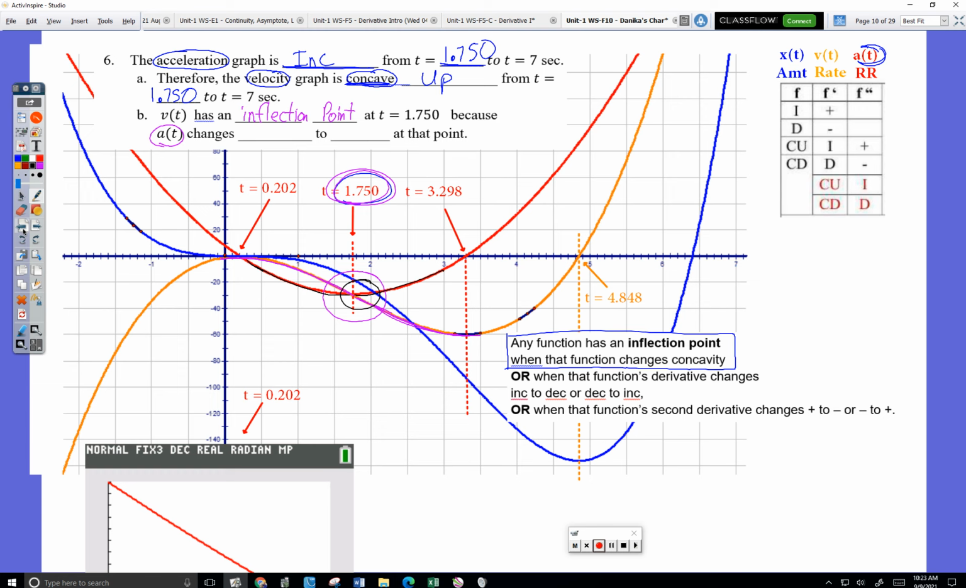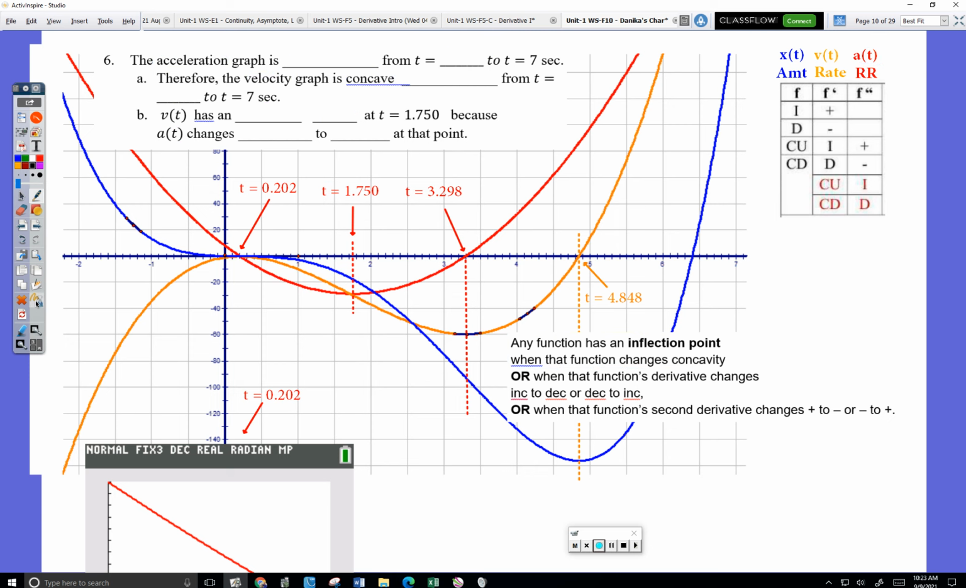So the acceleration is changing from decrease to increase. Is everybody okay if I erase everything now? Can I erase? Okay. So think of the definition. It says any function has a relative, we'll do relative min, when that function changes from decrease to increase. Raise your hand if you can tell me, where does the position graph have a relative min?